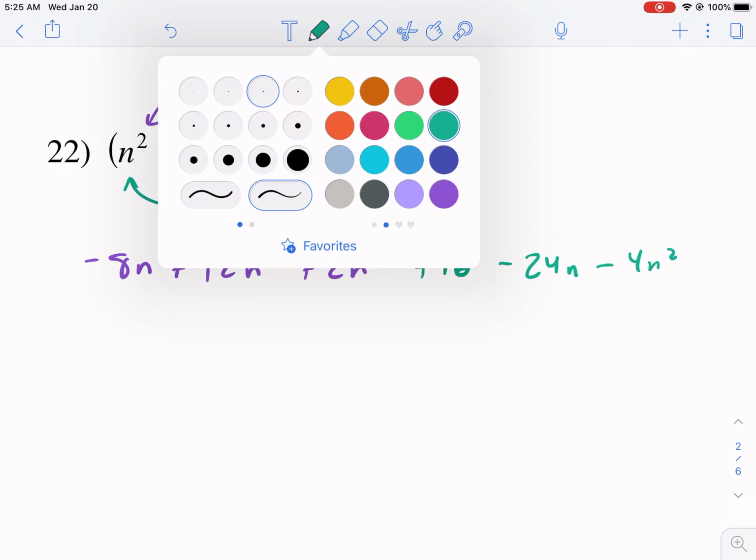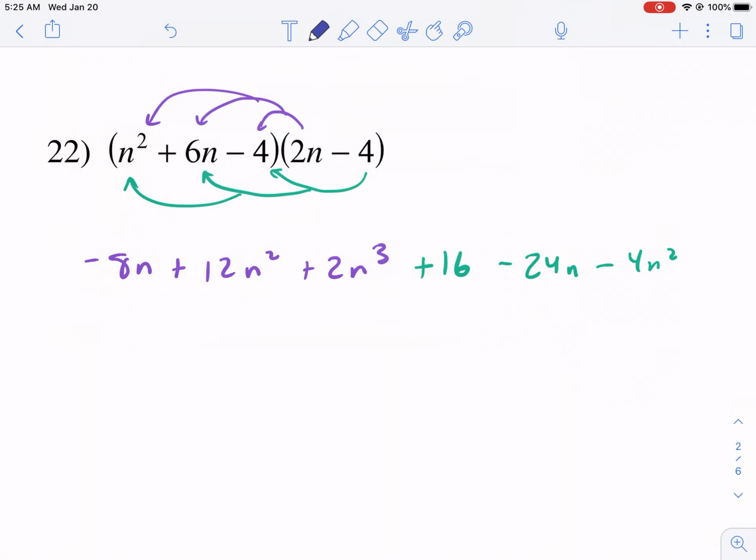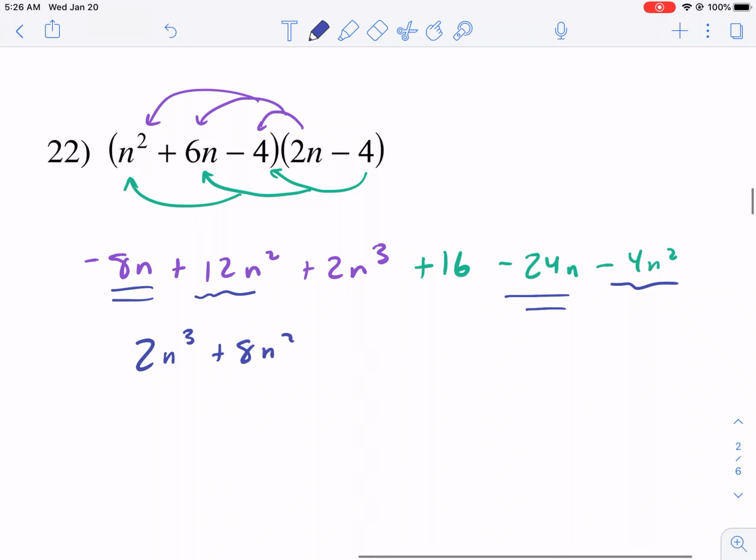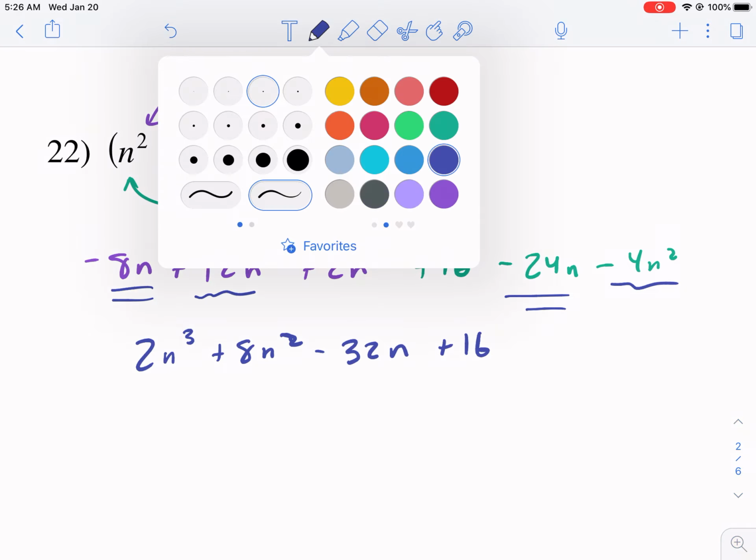I'm going to combine like terms here. So let's go dark blue. I have 8n, and then a -24n, and then I have positive n squared and a -4n squared. So I'm going to start with my biggest power right there. My next biggest is n squared, and it's going to be positive 8n squared. Then I have -8n and -24n. That gives me -32n. And then I have plus 16, and I am done.